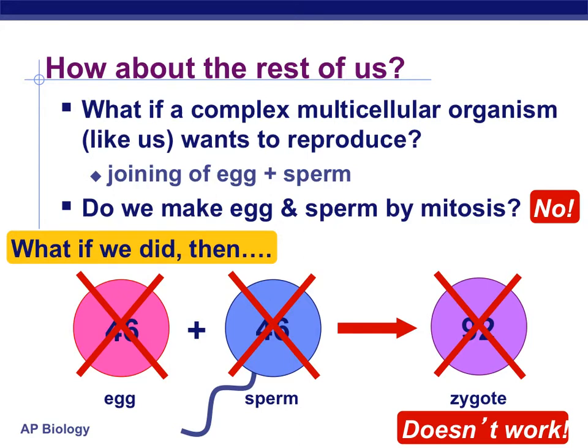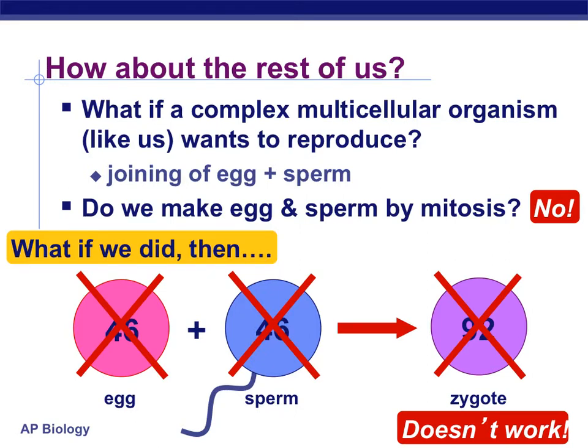So a look at this same process of mitosis is, what if that's the way it worked with the rest of us? What if complex multicellular organisms want to reproduce? Well, we know that you need to join an egg and a sperm cell, and since cells are made by cell division, can we make egg cells and sperm cells by mitosis? And of course the answer is no.